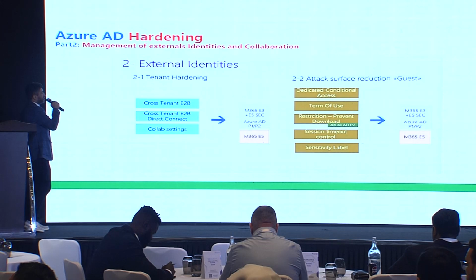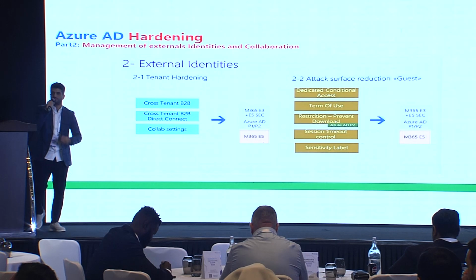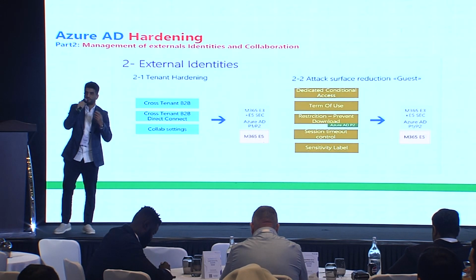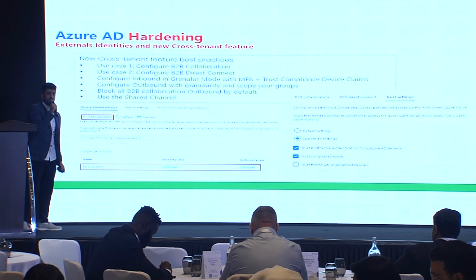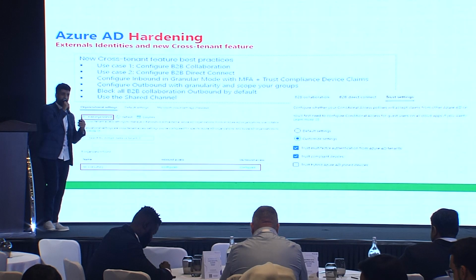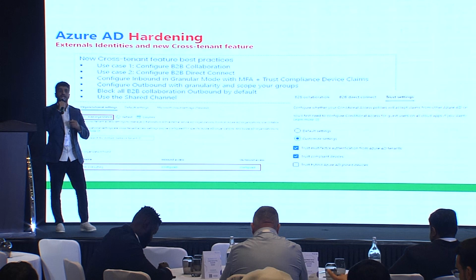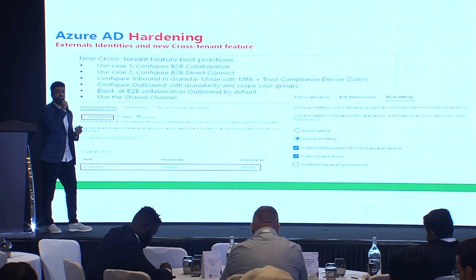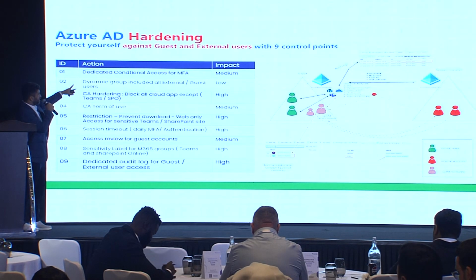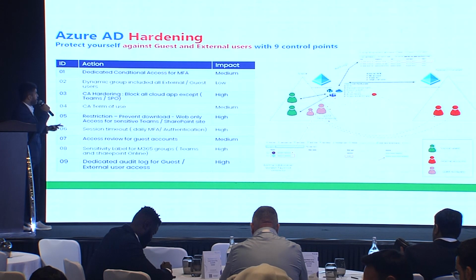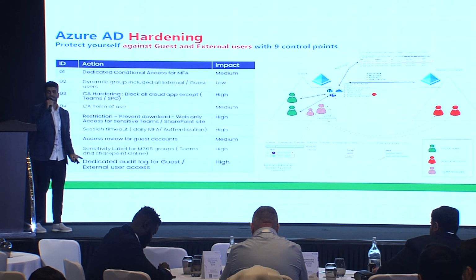The hardening for external identities, so this is for guest access, the collaboration with B2B, business to business, and the third parties. For that, we have to configure B2B collaboration, and we have to apply the same zero trust approach to our external identities and to third-party identities. For that, we have 9 points. Dedicated conditional access with MFA, for sure. A dynamic group to identify these third parties more easily.